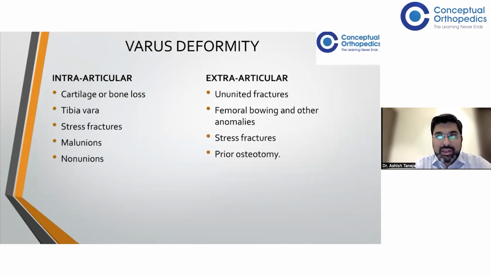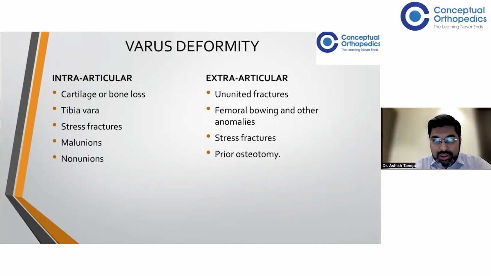So the varus deformity can be of two types. It can be intra-articular, which can be because of cartilage or bone loss, tibia vara, stress fractures, malunion or non-union of the intra-articular fractures of the tibial condyle. There can be other components to the varus deformity as well, like extra-articular deformities, which can be because of tibial fractures, femoral bowing or tibial bowing, some stress fracture, or a prior osteotomy. So we have to solve both these components together.